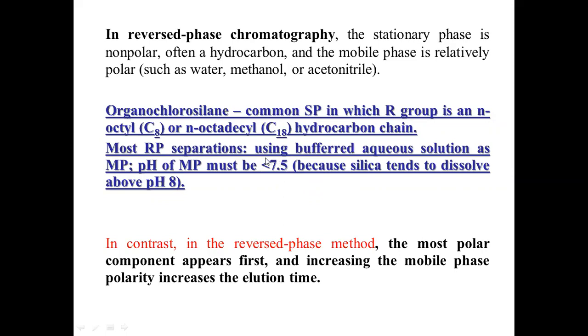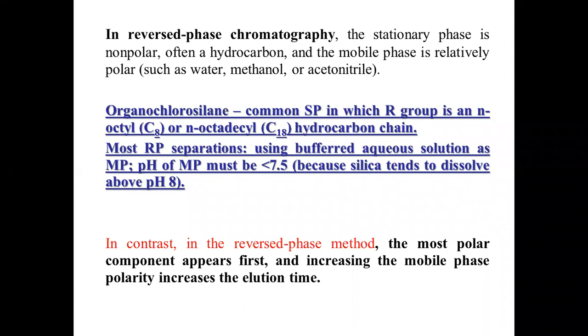The pH which is going to be maintained must be less than 7.5. Must be less than 7.5. What will happen if the pH of the mobile phase is greater than 7.5? Because we know the property of silica, modified silica we are going to use as a non-polar stationary phase, and this silica tends to undergo dissolution if you increase the pH above 8. So in order to avoid this unwanted dissolution of silica in the mobile phase, we have to maintain the pH of the mobile phase at least less than 7.5.